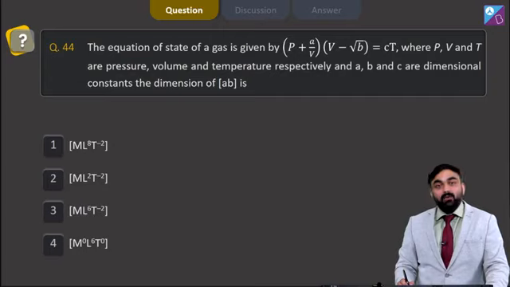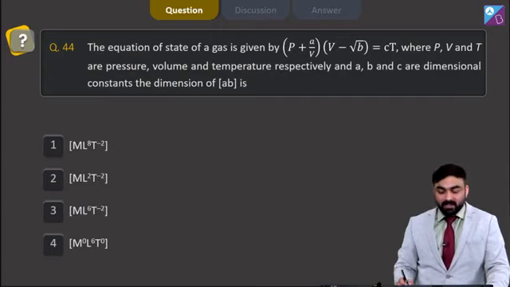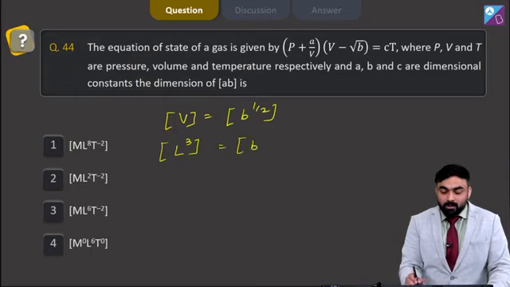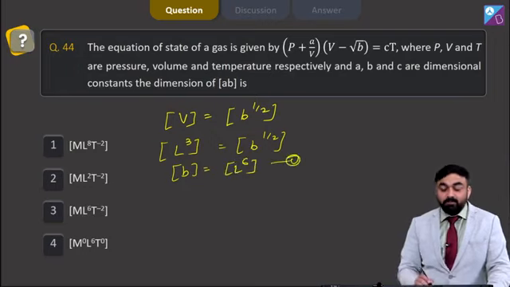We can calculate it using the principle of homogeneity easily. Dimension of V here should be equal to dimension of B to the power 1 by 2 according to principle of homogeneity. So, V is volume, its dimension is L cube. So, dimension of B would come out to be L to the power 6. This is equation number 1.